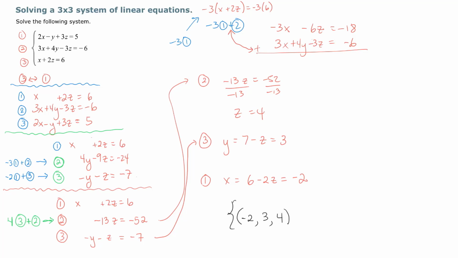And what does the word unique mean in mathematics? It just means one and only one. Unique just means one and only one. It is the one and only one solution to this system of equations. So this is the set consisting of a unique solution.